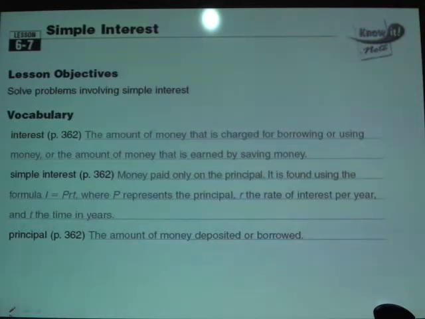What we're talking about here is called simply simple interest. Simple interest is money paid only on the principal. It is found using the formula I = PRT, where P represents the principal, R is the rate of interest, and T is the time in years.